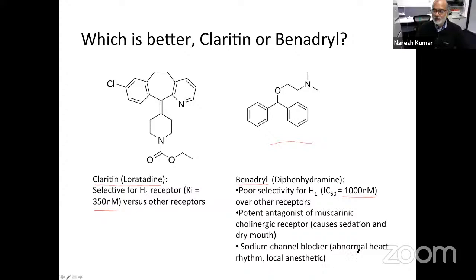So what I'm trying to say here is that the drug has to be very specific. And if it's a specific drug, you get no side effects. And if you take a drug which is not specific enough and has other targets also being affected, then you will get side effects of the drug. And the side effects of this drug here are drowsiness and dry mouth, when you use Benadryl versus taking Lotrimine.